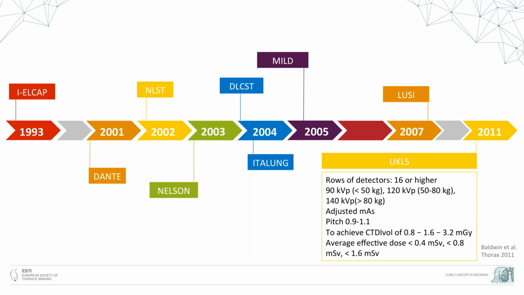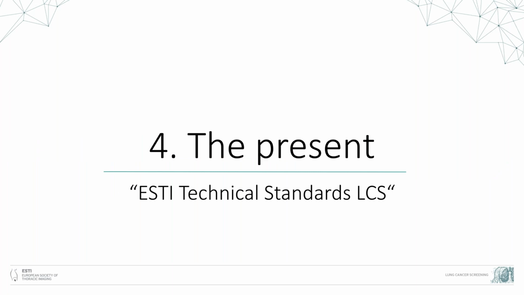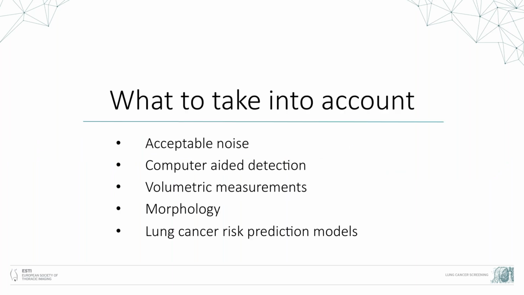So now I want to present the ESTI technical requirements for lung cancer screening. We're almost 30 years after the start of the first lung cancer screening trial, so a lot of things have changed and are possible nowadays. So what is important to take into account?